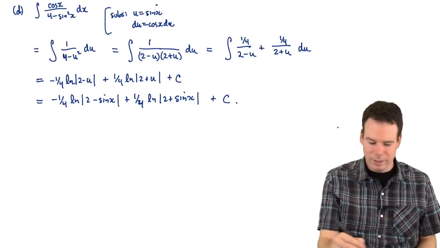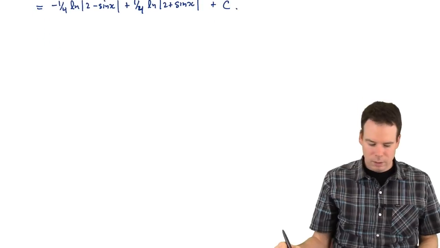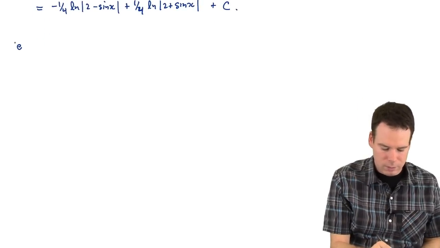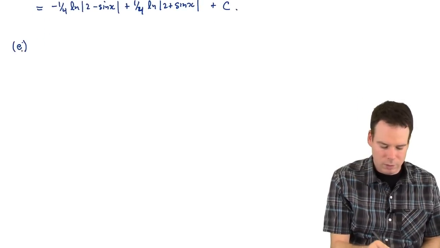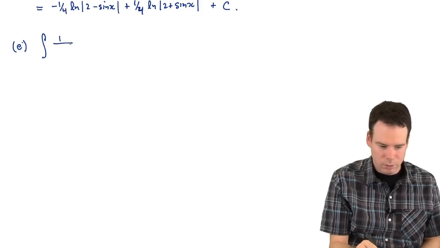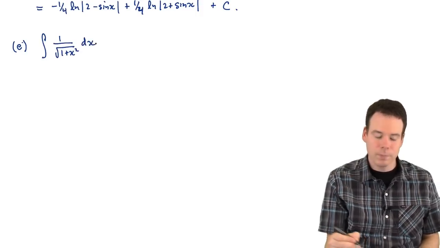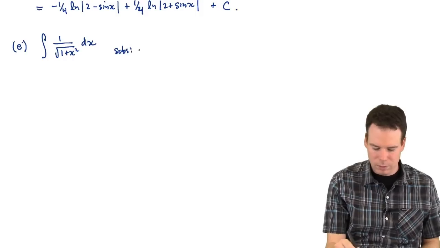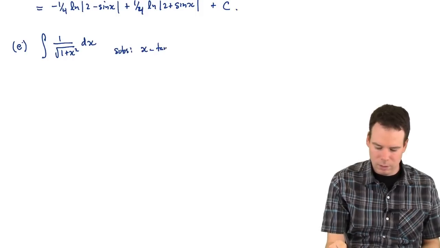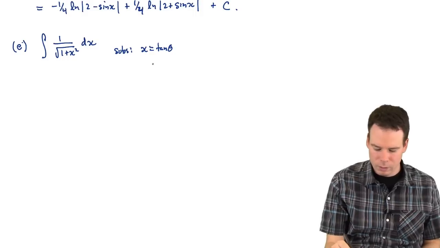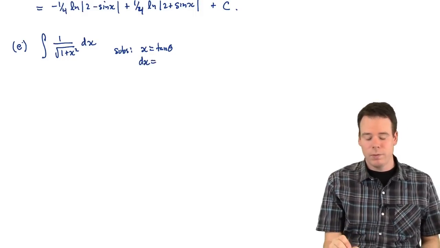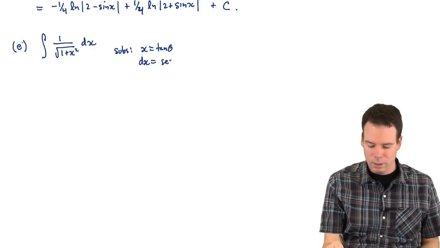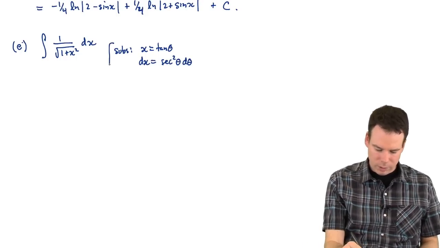Okay, this brings us to our last example, the one that involves a hint as well: the integral of 1 over the square root of 1 plus x squared dx. And the hint says use the substitution x is tan theta. So let's see what happens. X is tan theta, so dx is the derivative of tan, secant squared theta d theta. So we make that substitution.